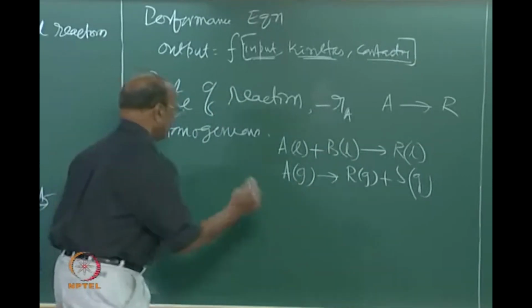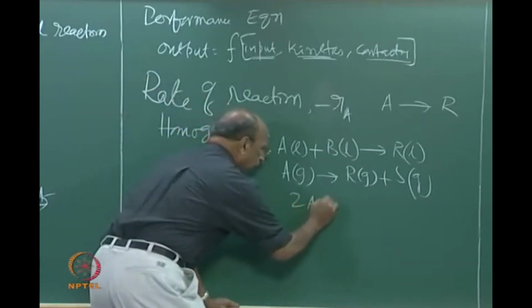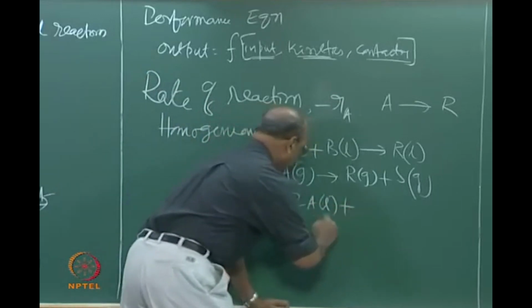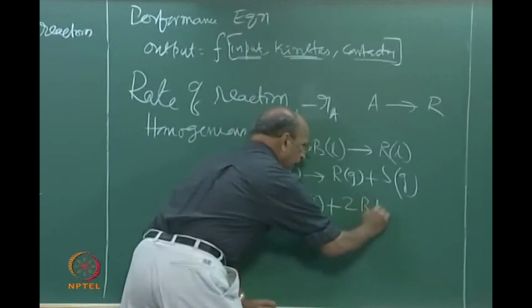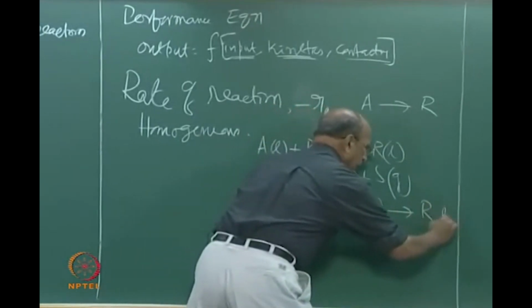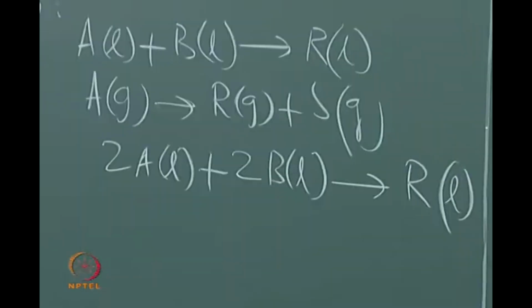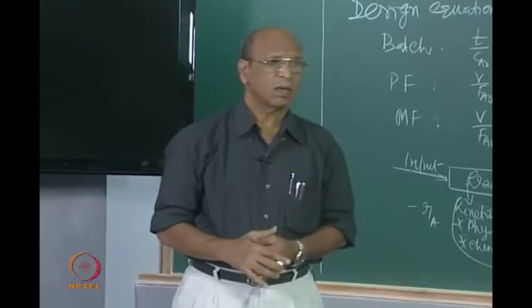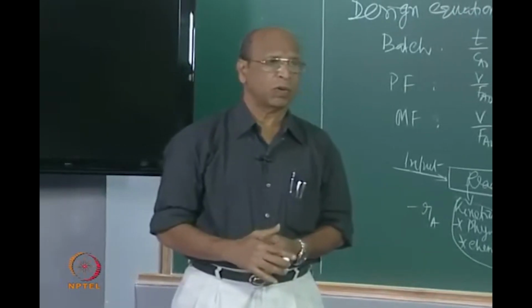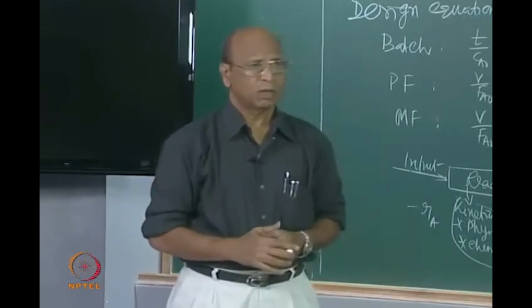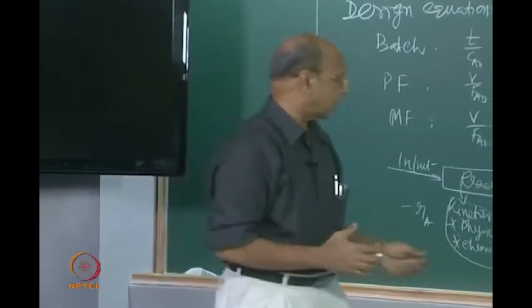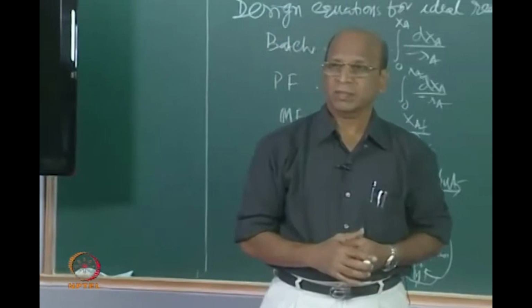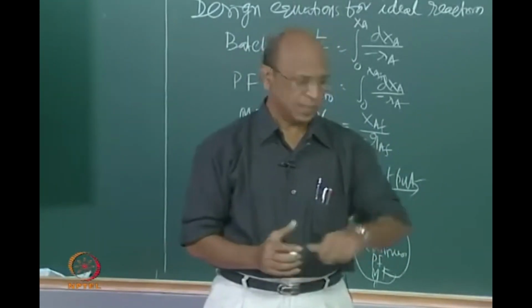I will ask you another question. I have 2A(l) plus 2B(l) giving R(l). What is the order of reaction? Can I take this one as an elementary reaction? No. Why? Order greater than 3. Why order greater than 3? Why are you very angry with orders greater than 3, or why do you not like orders greater than 3? It does not take place.